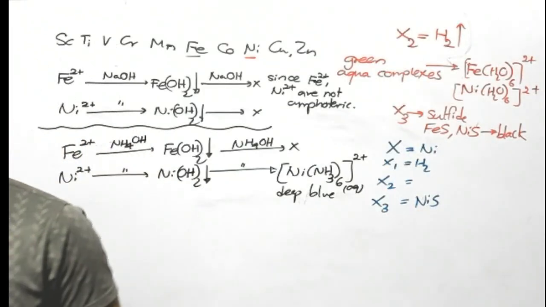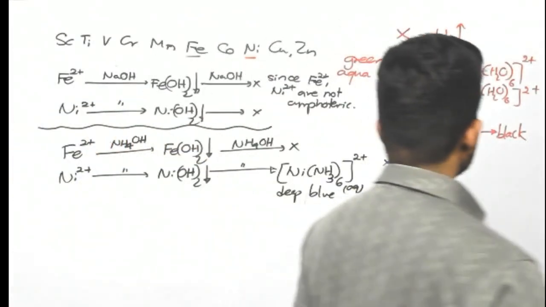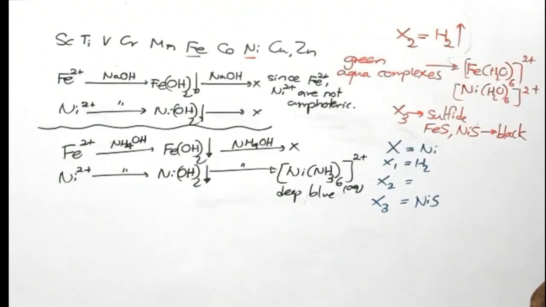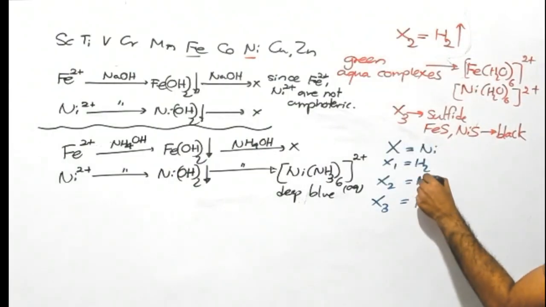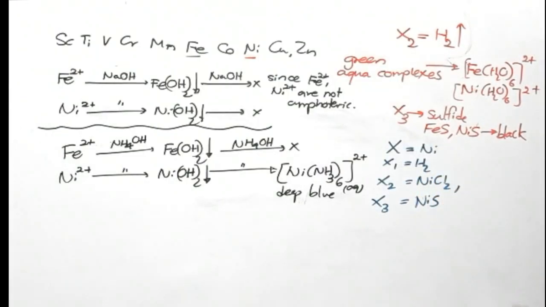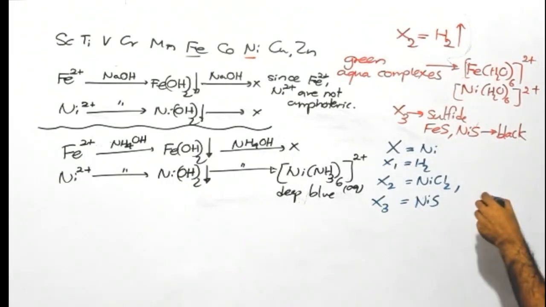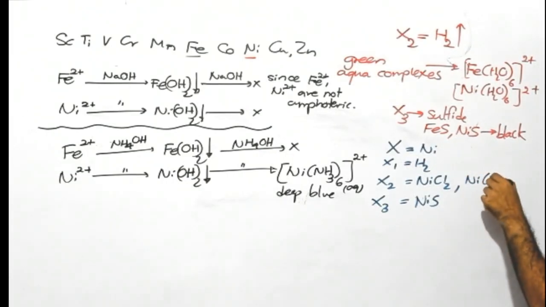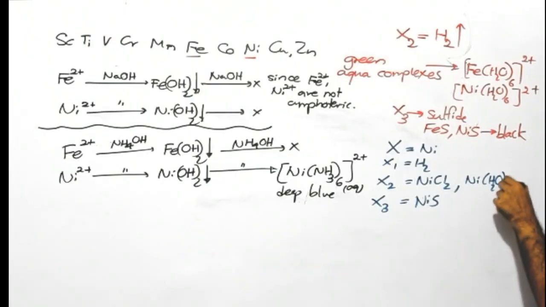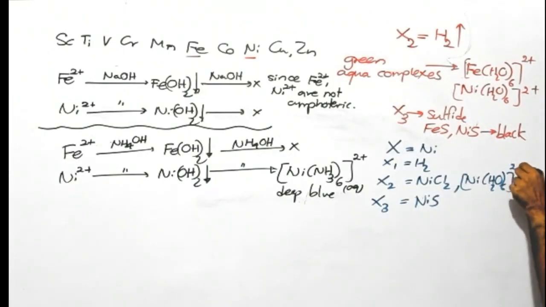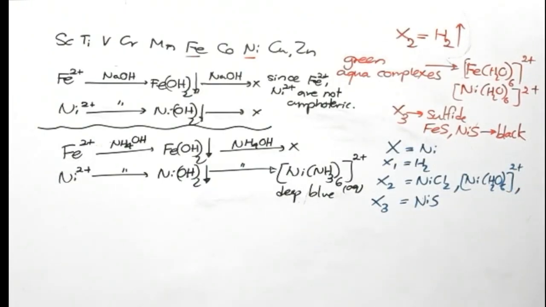Right, so what is that X1? X1 is the green color solution. Now you can write it in different ways. You can write it like nickel chloride since it reacted with HCl, or you can call it the nickel hexaqua complex. Anything you prefer. But don't just say nickel, that is not appropriate.